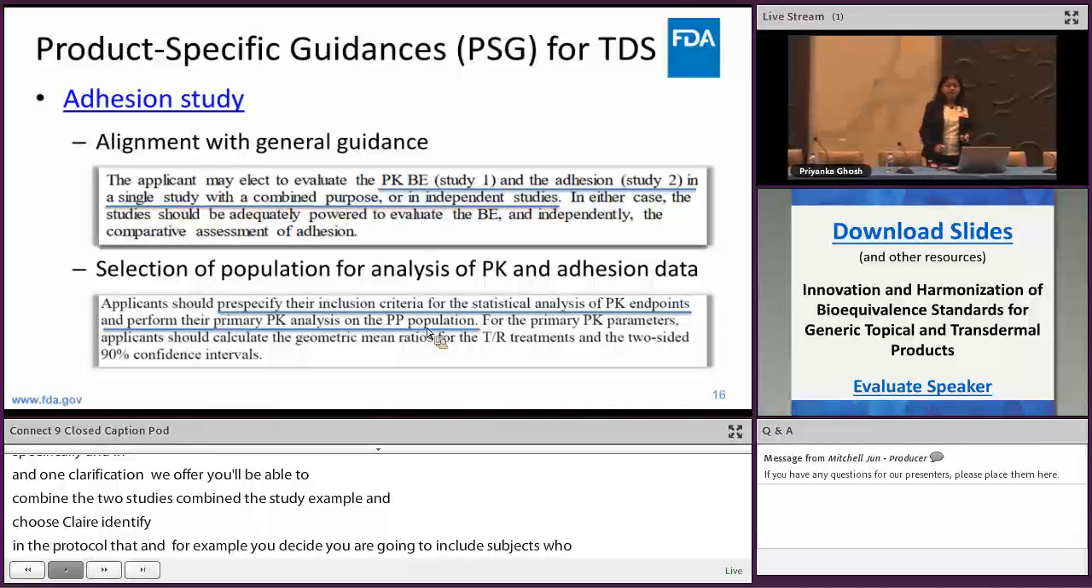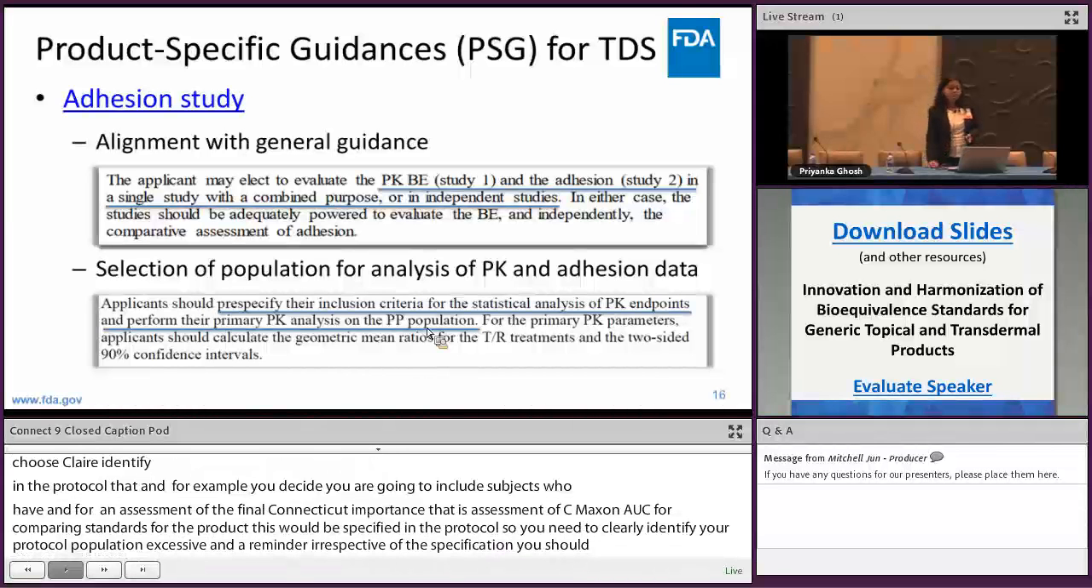And just a reminder, irrespective of this pre-specification, you should still continue to sample and analyze the blood samples at all time points, so we have the data to correlate the adhesion of your specific product with the bioavailability of the product.